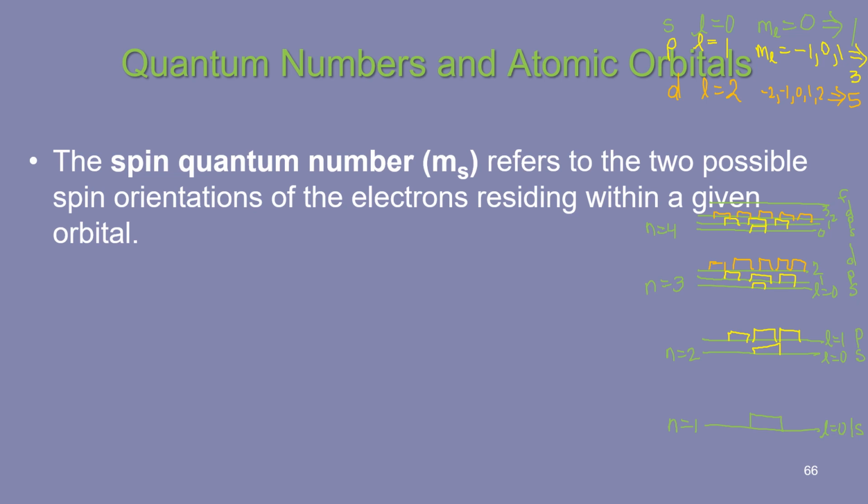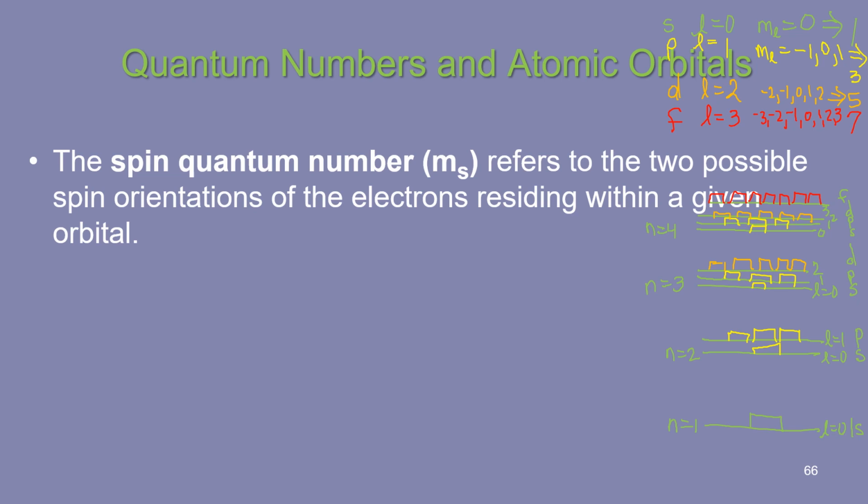S, P, D, F. One more, let's just go ahead and finish this off. So F means that L equals 3. Remember, that means there are 7 possibilities: -3, -2, -1, 0, 1, 2, and 3. 7 possibilities, which means every time I have an F subshell, there are 7 orbitals. So it just keeps drawing.